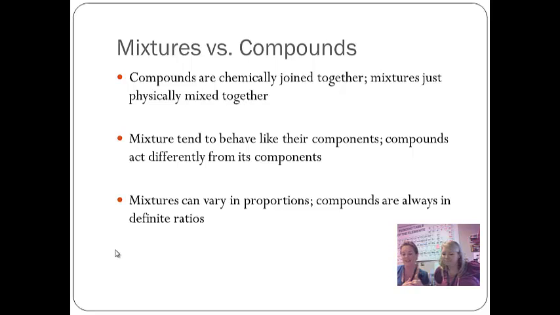And then we also talked about diatomics. There's 7 of them on the periodic table. You have hydrogen, nitrogen, oxygen, fluorine, chlorine, bromine, iodine. That's 7 with the hydrogen.